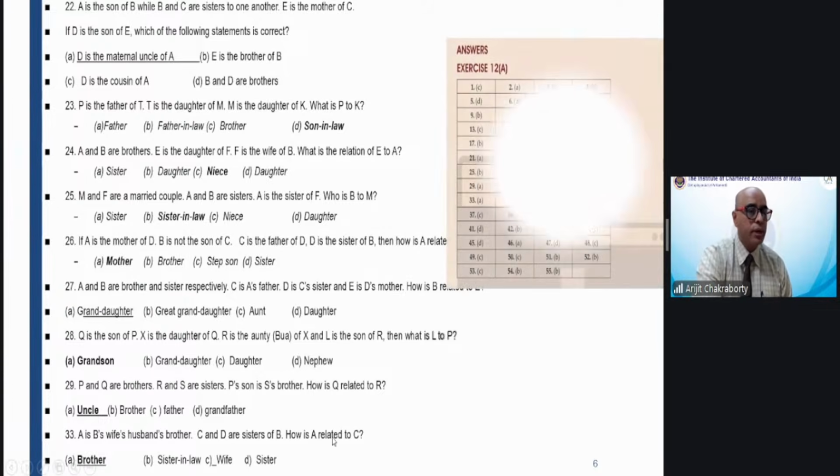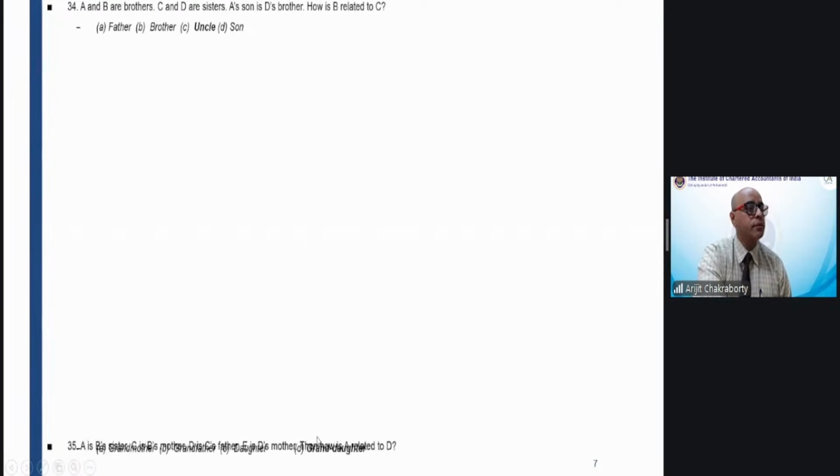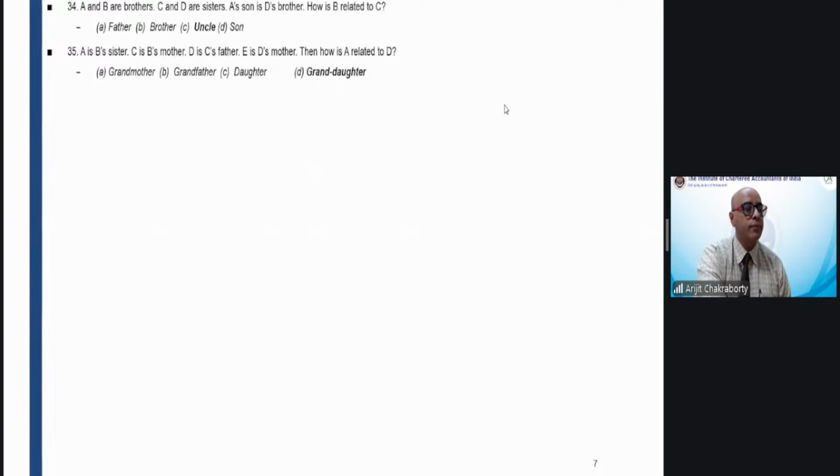We proceed to the next lot and we will see number 34, 35. Let's see 34 first. So we have the 34th question coming up. A and B are brothers. Fine. C and D are sisters. This is also somewhat similar. A's son is D's brother. You can try and solve it. No difficulty in this question.